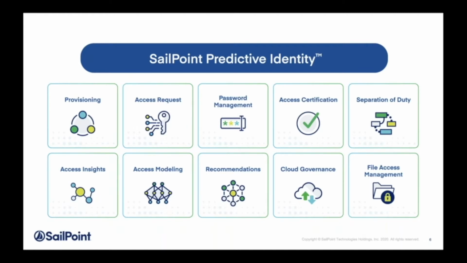Governing access is no longer just about users, applications, and data, but now must include cloud infrastructure as a service platforms, such as AWS, Azure, and Google Cloud Platform. We'll now take a look at the individual components that make up the SailPoint Predictive Identity platform.